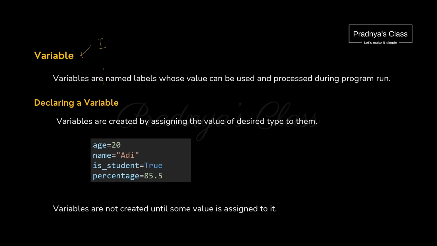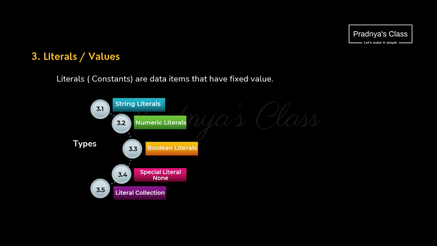Variables are name labels. It's a reference to the memory location where value is stored. Look at the example. 4 variables are created. First is integer, second is string, third one is boolean type, and the fourth one is float. Here is the third token, that is literals. It is also called as constants.